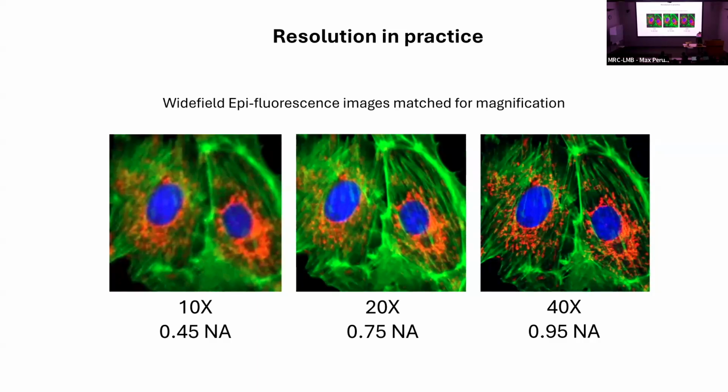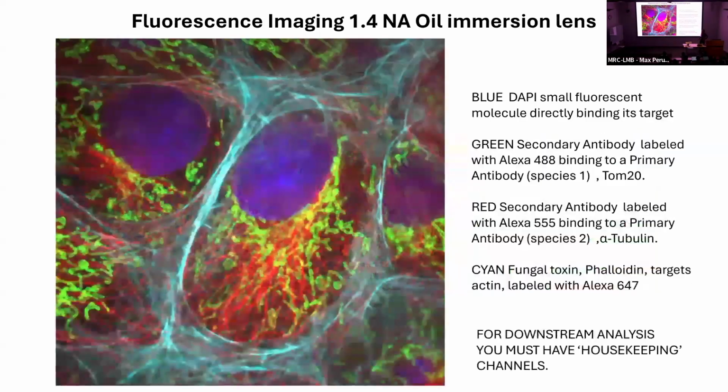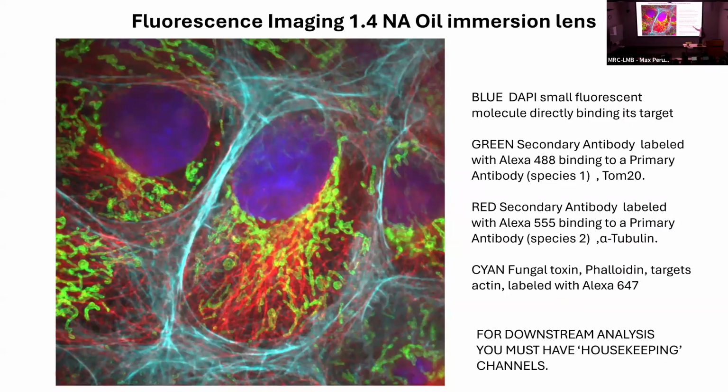Okay. But in the limit, this is the sort of detail you'll get from a 1.4 NA oil immersion lens, something like this. And this has 4 different fluorescent labels on. These labels happen to illustrate quite a lot of the properties of fluorescent dye molecules that we use. We have DAPI in the blue, which is a nuclear stain, but that actually is a small molecule that directly binds to its target of interest, and it happens to be fluorescent. So that's a direct binder.